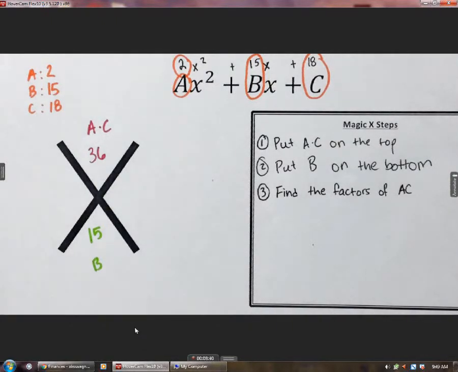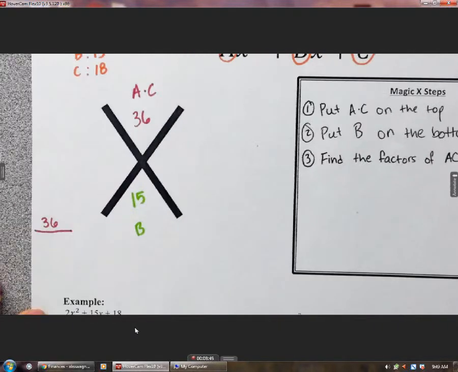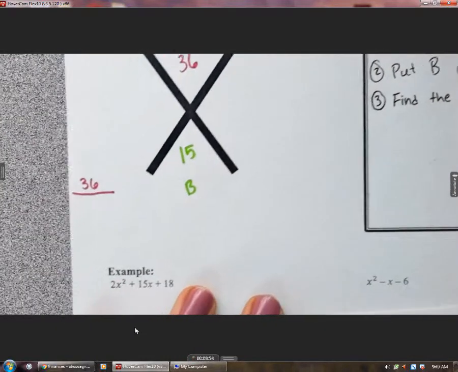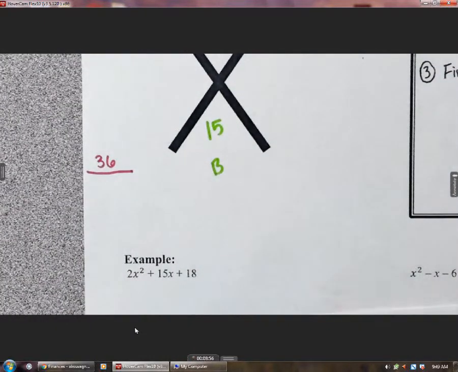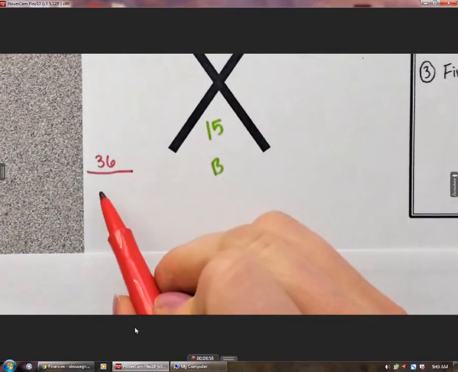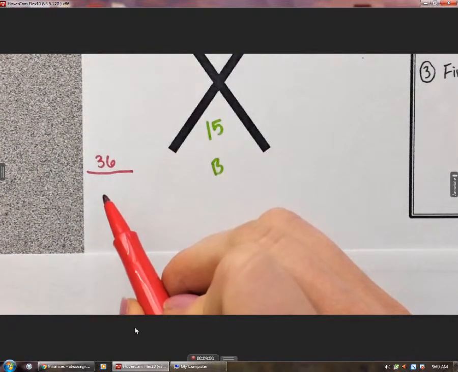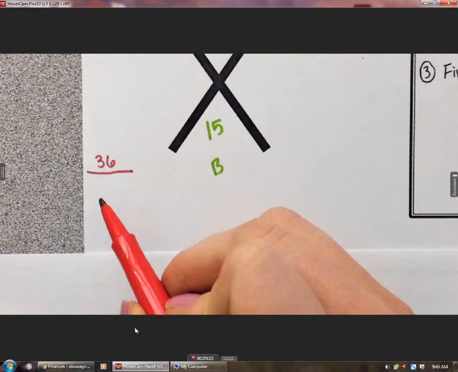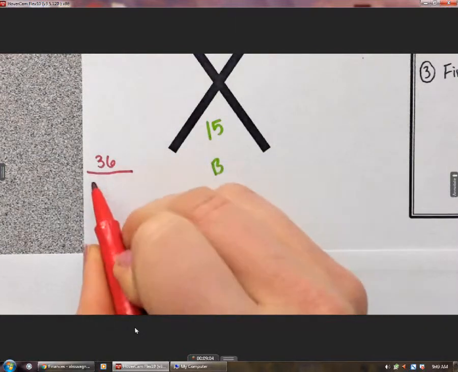So I usually list it out kind of like this, where I make a little chart off to the side. Can you see it? Is it too small? So we're finding the factors of 36. What are the numbers that multiply together to be 36? Someone give me one example. 1 and 36. All right, I'm going to start with 1 and 36.